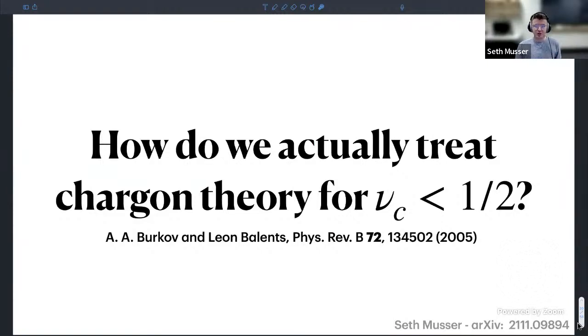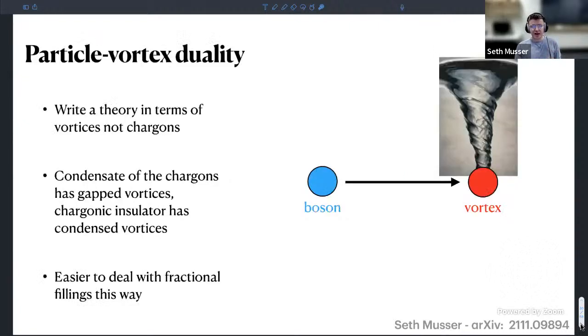How do we actually treat this chargon theory for fractional fillings? So now I'm going to be working off of this great paper by Burkov and Vishwanath. They decided to use the particle-vortex duality, which makes writing down a chargonic theory at fractional fillings much easier. So I'm going to kind of wave my hands at some of the details here. But the idea is that instead of working with the chargons, these bosons in blue, we want to go to the vortices. So there's some chargonic superfluid, and we want to look at the vortex of that superfluid and make that our new degree of freedom.